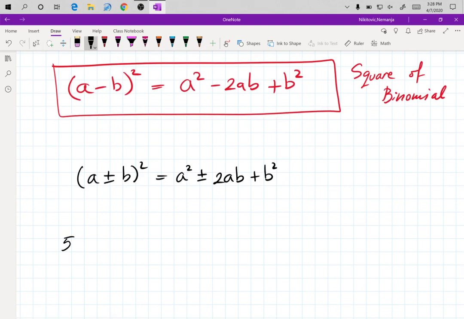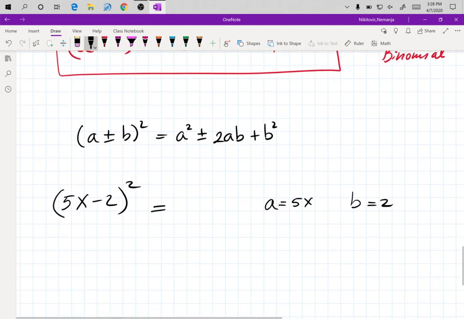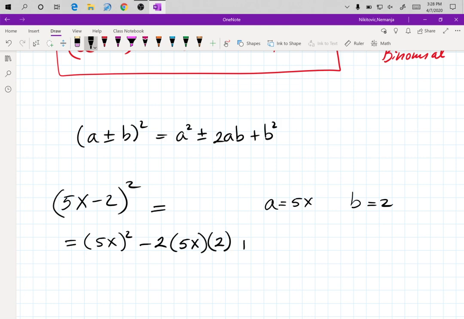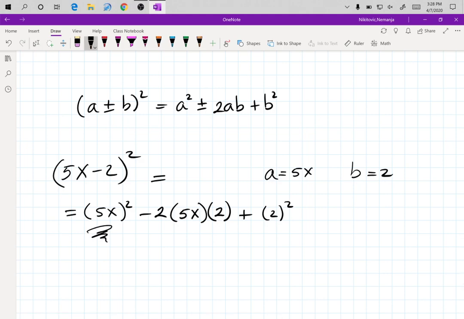So the textbook said 5x minus 2 squared. Your a is 5x, your b is 2. And we are using a minus formula. So that's 5x squared minus 2 times a, which is 5x, times b, which is 2, plus 2 squared, b squared. So I have my a squared minus 2ab plus b squared. We just need to do arithmetic now.